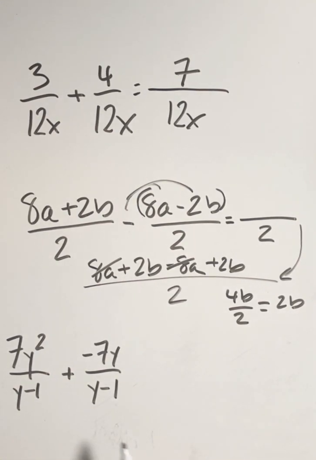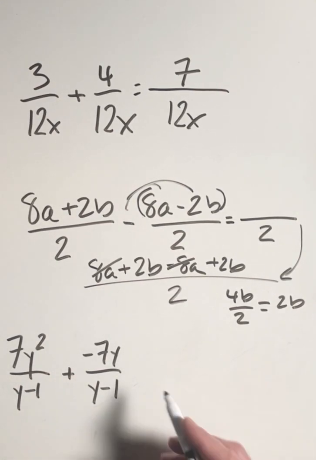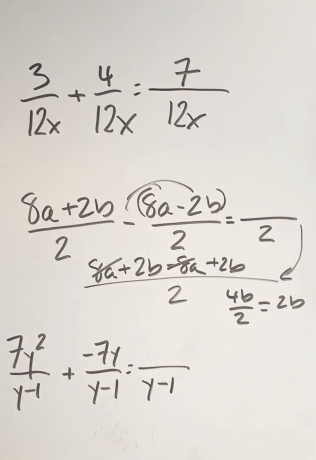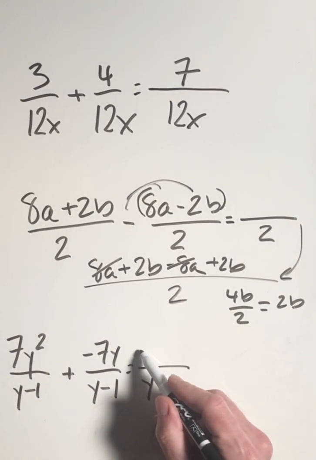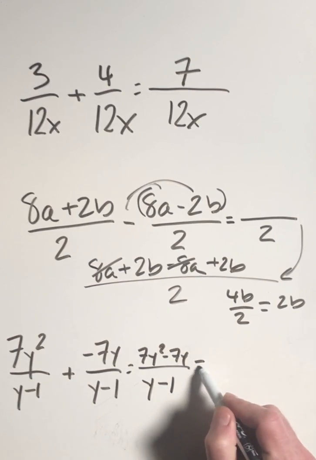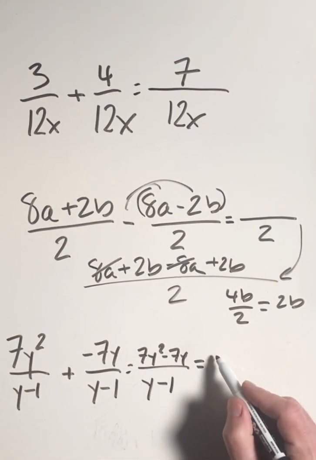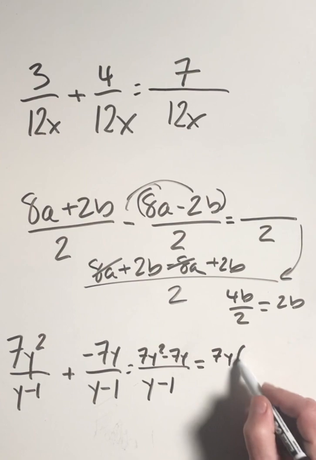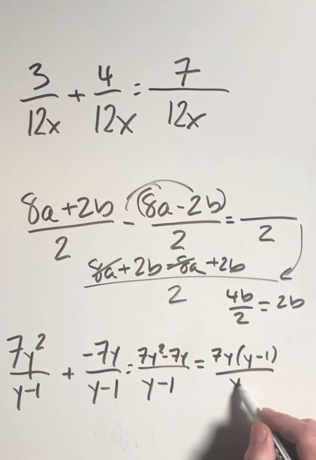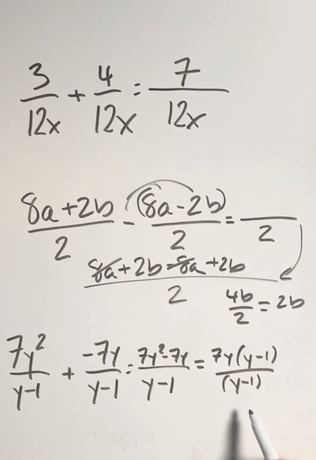Over here we have the same idea. We have two rational expressions with the same denominator. We're going to add them, and so we should be able to re-express them relative to that same common denominator. When we add these numerators, we're going to get 7y squared minus 7y. And realize that we can factor a 7y out of here. So this is really 7y times y minus 1 divided by y minus 1.